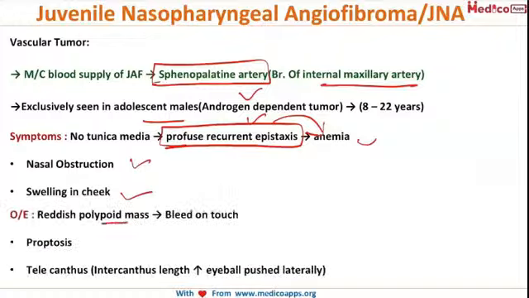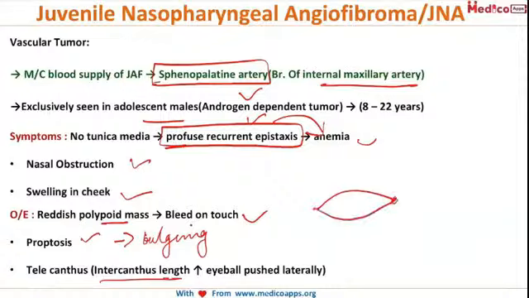Okay, on examination there is a reddish polypoid mass which bleeds on touch. Along with that, when you look at the eye, there is proptosis, that is anterior bulging of the eyeball, and telecanthus, that is nothing but increase in the intercanthal length because the eyeball is pushed laterally. So if these are the two canthi, the length between these two canthi is increased because the eyeball is pushed laterally because of this growing mass in the nose of the patient.